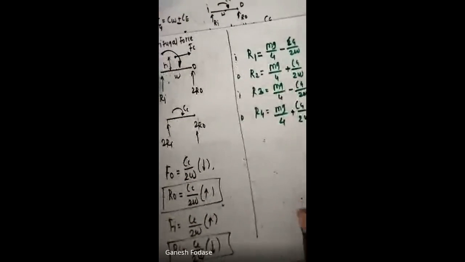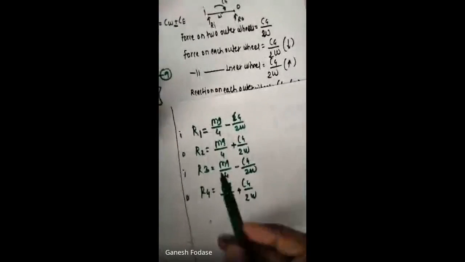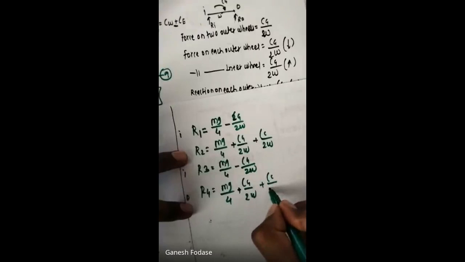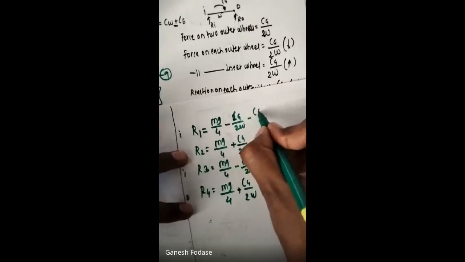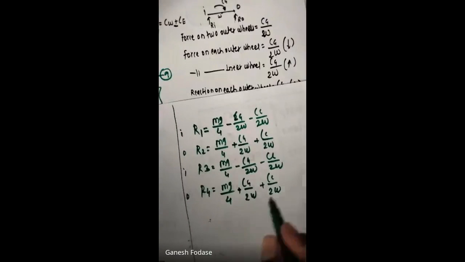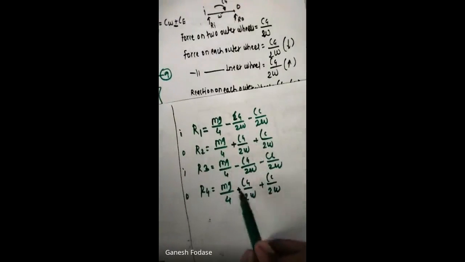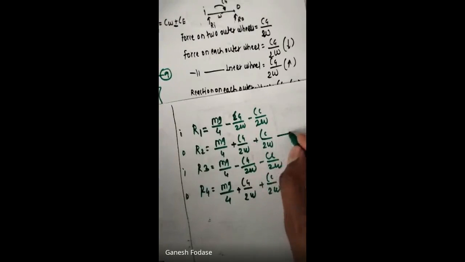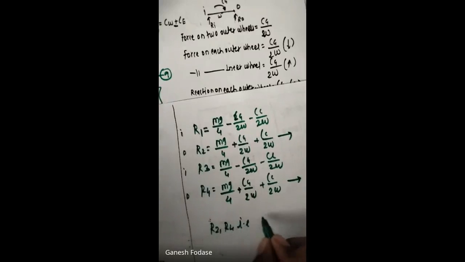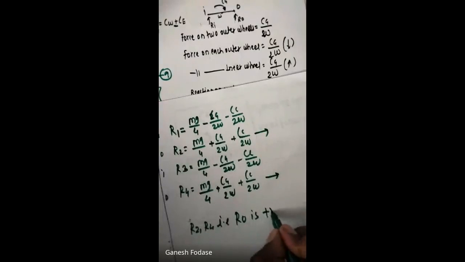And for this one, you can see for outward it is positive, Cc upon twice W. For inner it is negative. So for outer, meaning R2 and R4, it is positive. It is Cc upon twice W. Here it is Cc upon twice W. And here it is minus Cc upon twice W. So by observing these 4 reactions, what we can see on outward wheels, that is R2 and R4, you see here it is plus, plus, plus. This means R2 and R4, that is Ro, will always have positive reaction.